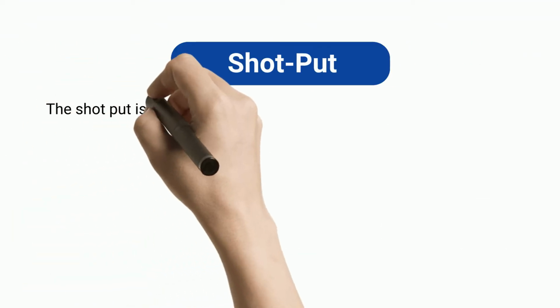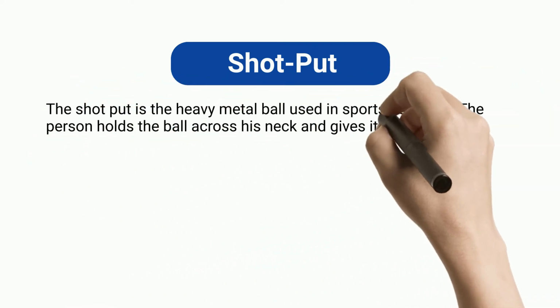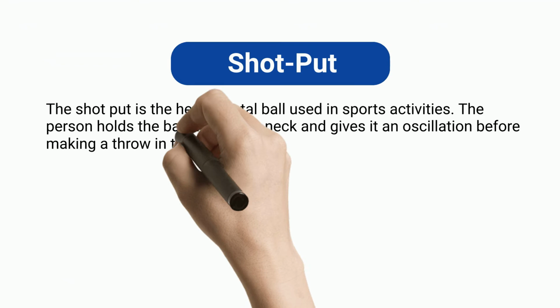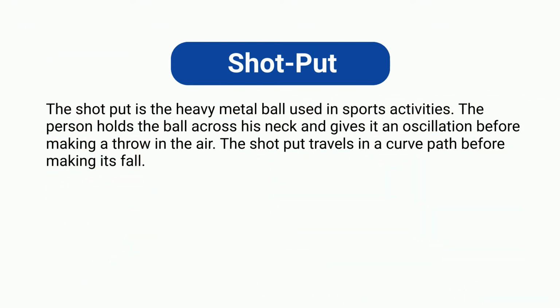Shot put. The shot put is the heavy metal ball used in sports activities. The person holds the ball across his neck and gives it an oscillation before making a throw in the air. The shot put travels in a curve path before making its fall.